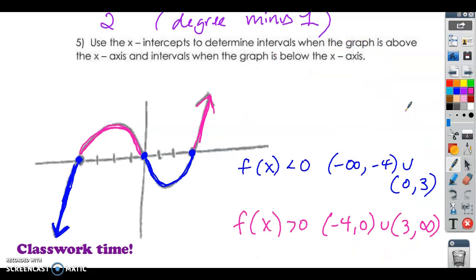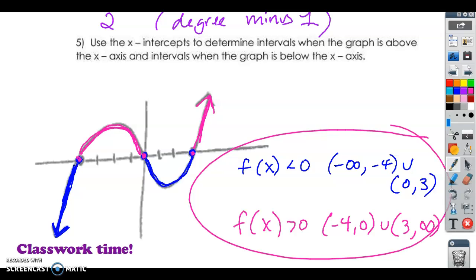And the last piece, if you just start with plotting those x-intercepts and using the end behavior to get the graph, then you can figure out what the intervals will be below the x-axis and above the x-axis.